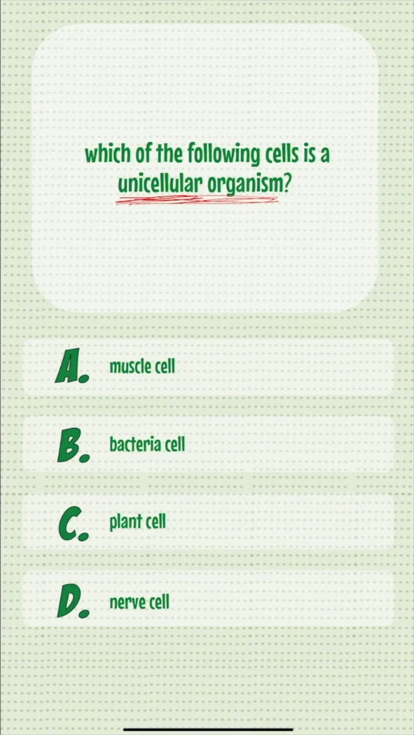Unicellular means it's an organism made of one cell. So that means that single cell is the full organism. We're not unicellular, we're multicellular, because animals and plants, we're made up of loads of animal cells, loads of plant cells. But bacteria cells, one bacteria cell is one bacteria, it's one organism. Therefore, the answer is B.